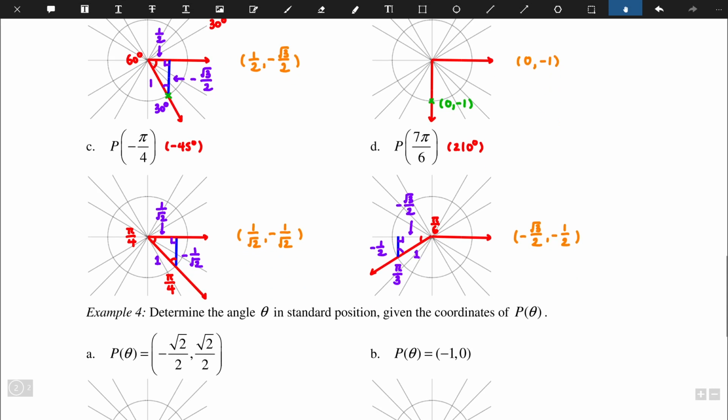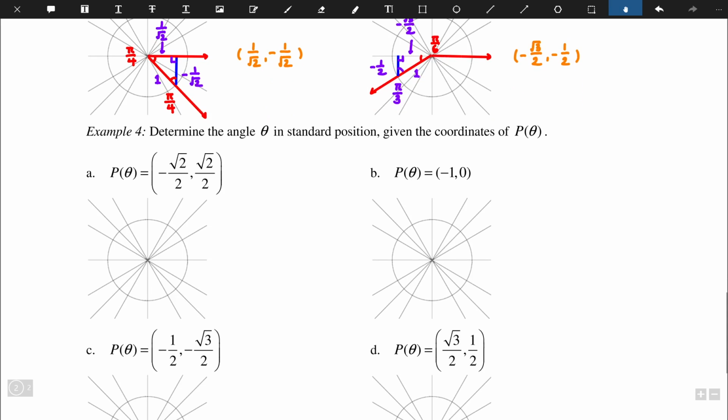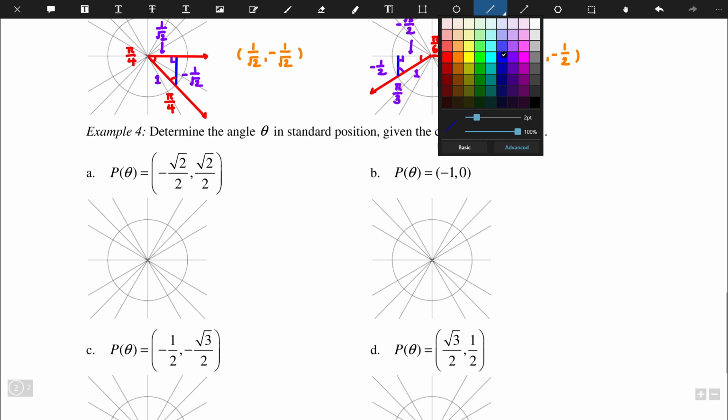Okay, the next question. This time we are given the coordinates of the points, and we are to find the angle. So these points will be on the unit circle. Okay. First one, we have -√2 over 2 and then √2 over 2. Since the x value is negative and the y value is positive, that means the angle must be in quadrant number 2.